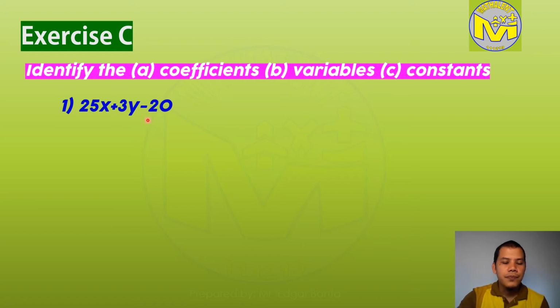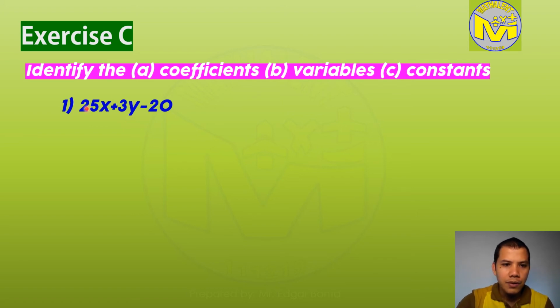So we get 25x, it is separated by plus, so it will become plus 3y. This is minus 20. So first, A, what are the coefficients in this expression? Remember, coefficients are the numbers before a variable or variables.